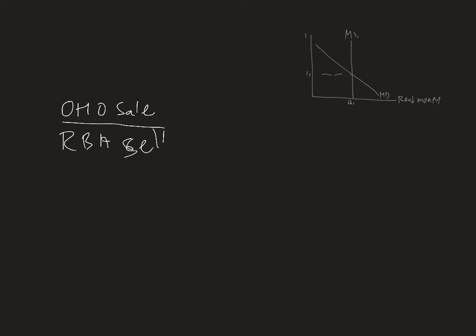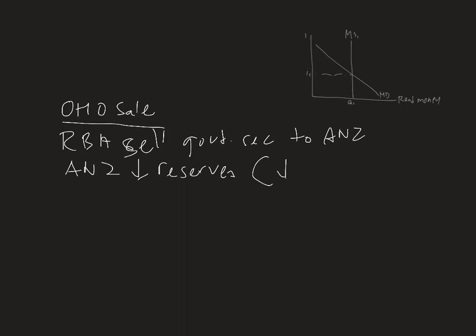RBA sells government securities to ANZ. Okay, so let's do ANZ. So ANZ will have a fall in reserves, because they have to give some of the money they have to the RBA in exchange for the government security. So less money available. Okay, so this is going to be a fall in money supply.